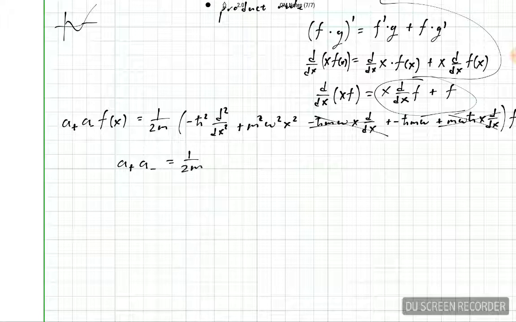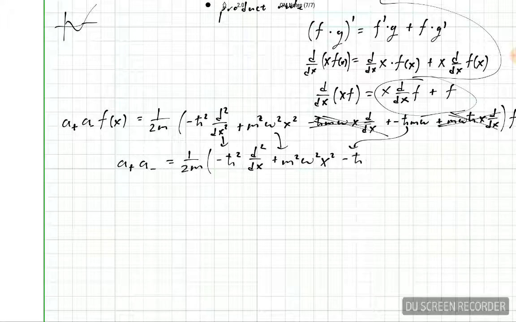I get 1 over 2m, I get that term in front. I get this guy coming down, so h bar times the second derivative. I get this guy coming down, and then those guys canceled out because I applied my product rule, and then this guy comes down. Now you may notice I have a negative sign here. If you got a negative sign, don't just pretend like it's magic. You'll see why in a second.